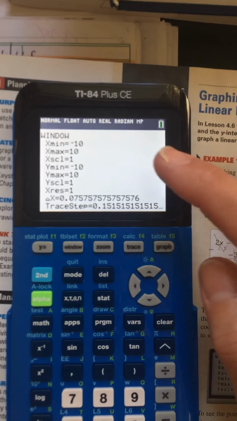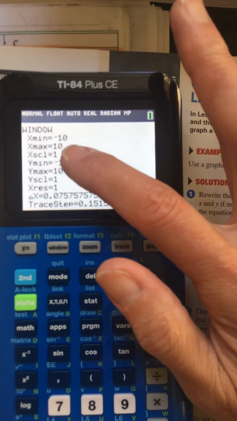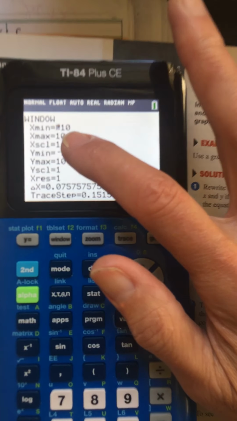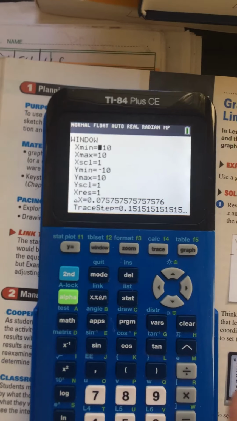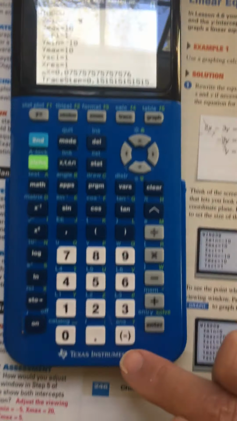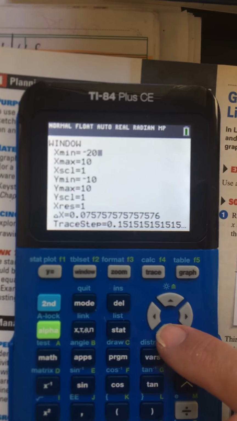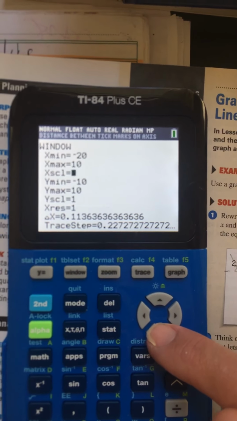Okay, so thinking about how my line looked, I probably need some more negative. It's like it was too far down. I'm at negative 10. I'm going to make it negative 20. So I use negative 20. And see how I just wrote on top of it? I didn't have to erase. Now my max, I guess that's okay.